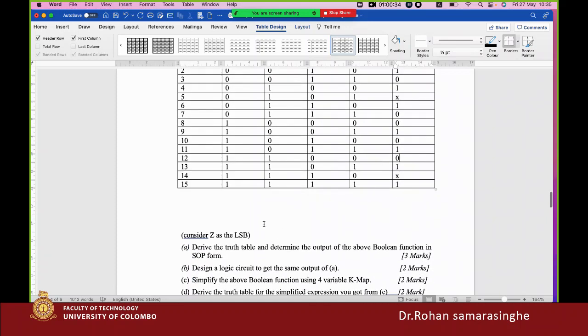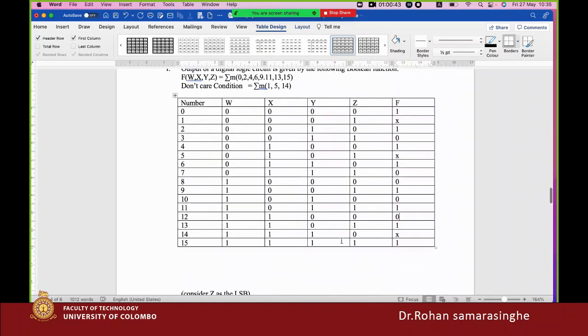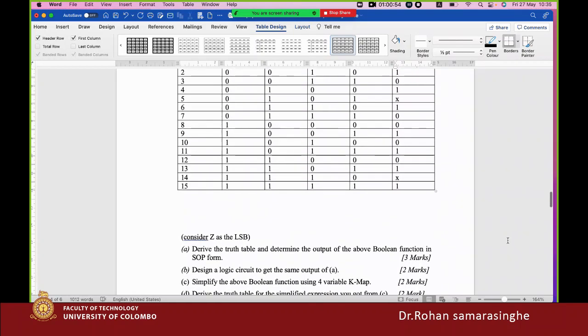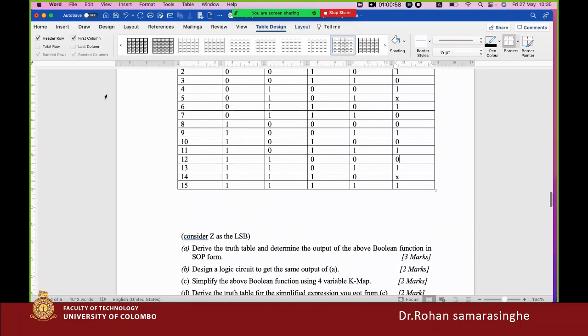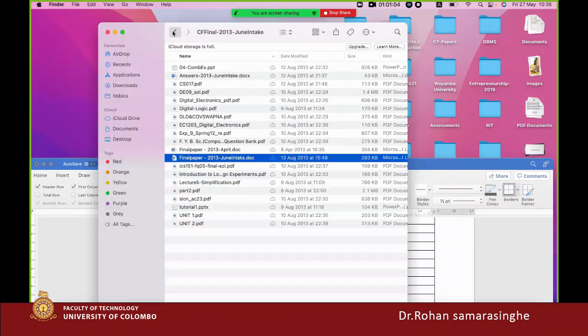Okay. Then you have to simplify using the 4 variable K-map and put that in a K-map. Then you can write the Boolean expression here, and using that Boolean expression you have to fill it in a 4 variable K-map, using a diagram like this.